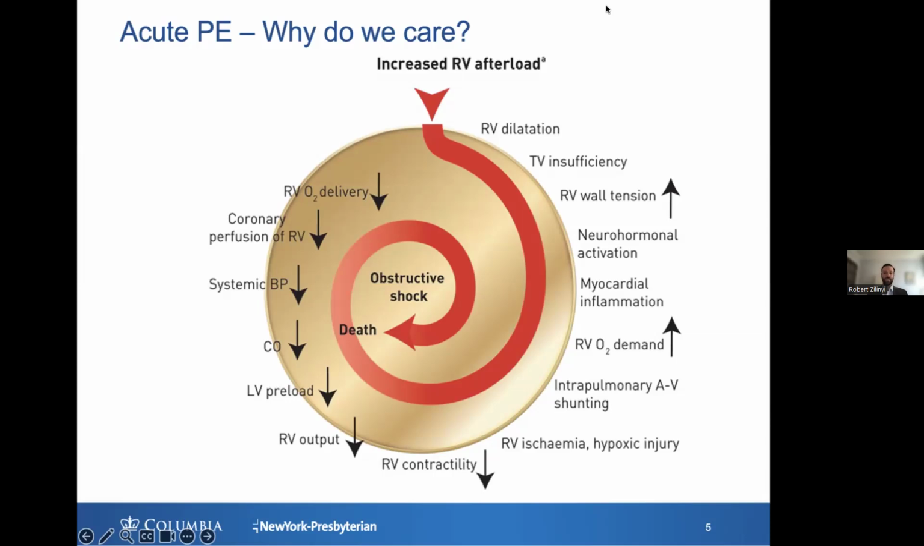There's additionally intrapulmonary arteriovenous shunting due to blockage of some of the blood supply through the pulmonary system, which leads to RV ischemia and hypoxic injury. This in turn leads to decreased RV contractility, decreased RV output, which then leads to decreased LV preload, a decrease in cardiac output, decrease in systemic blood pressure and coronary perfusion, and therefore decrease in RV oxygen delivery. And this spiral goes down, and if left unchecked, leads to obstructive shock and ultimately death.